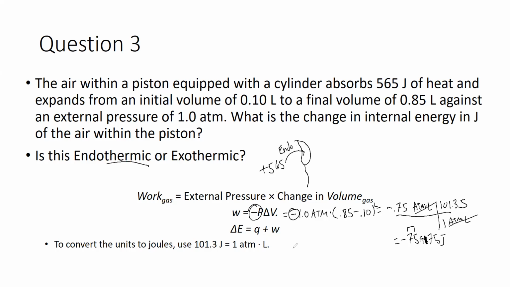That means heat is positive. So this is 565 joules for my heat minus 75.975 joules of work. Overall, my change in internal energy is a positive 489 joules. So this was my Q. That's my W, and it's an endothermic process because it was absorbing heat. So there's an example of how we can calculate work by looking at a change of volume. Are there any questions about this calculation, about what we did here?